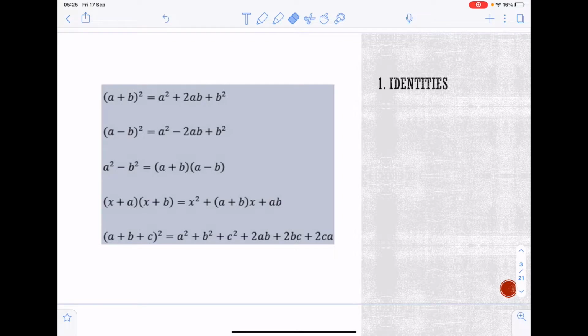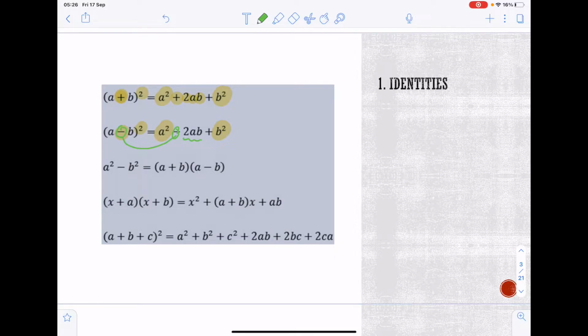The first identity that I will talk about is the square of a sum. We have to square the first term and the last term, and in the middle we will put the same sign, and then we will multiply 2 times the first with the second. The square of the difference: the same thing, we square the first term and the second term, but in the middle we use this sign, and then we multiply 2 times the first with the second.